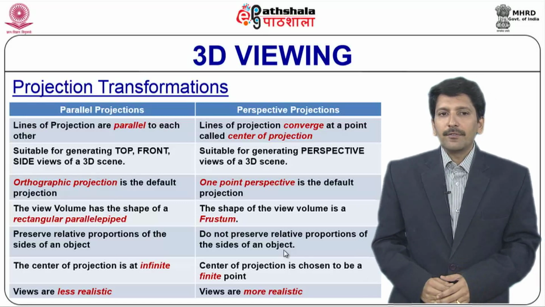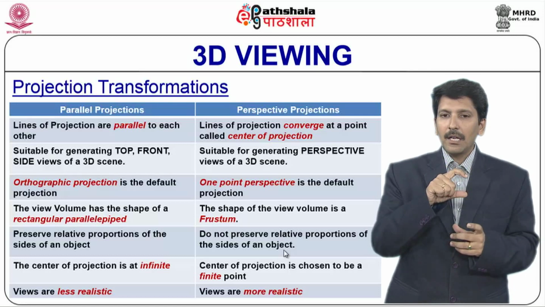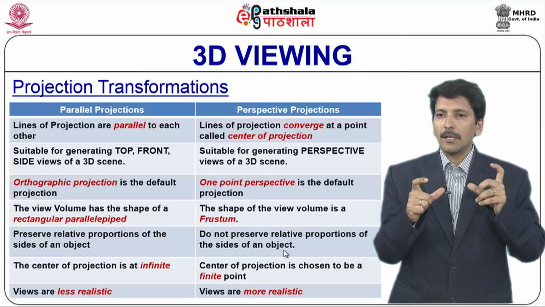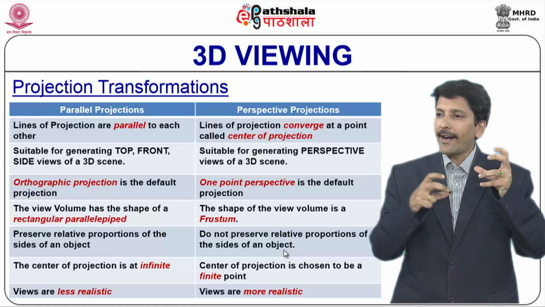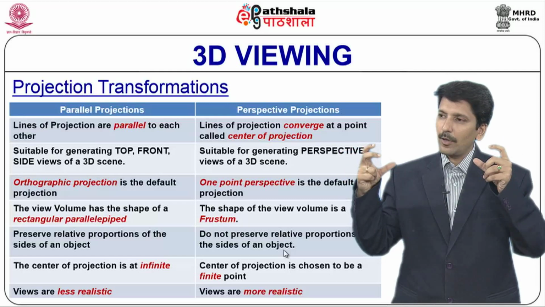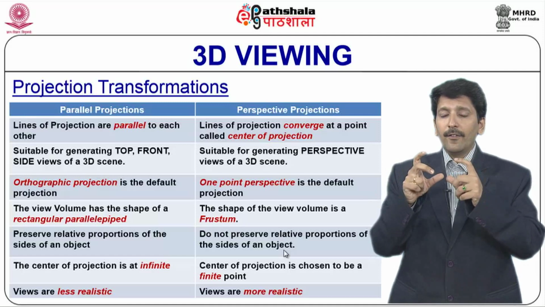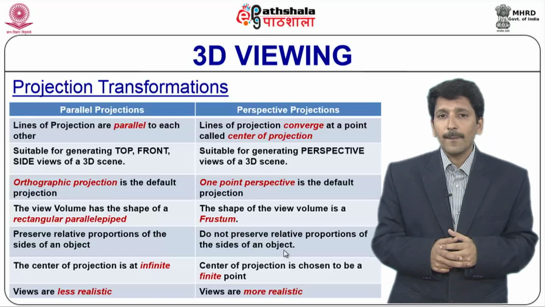Another important difference is that parallel projection preserves the relative proportions of the sides of an object, and perspective projection does not preserve the relative proportions of the sides of an object. What that means is, when you project objects using parallel projections, the actual sides that you measure for the actual object and the projected object would be related, whereas in perspective projection the sides of the object get distorted.